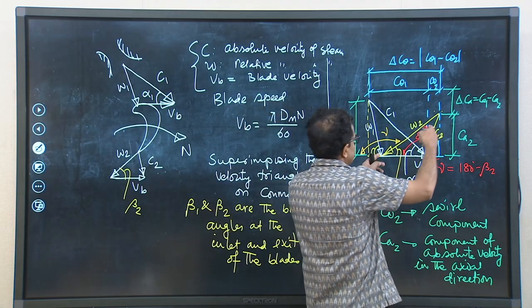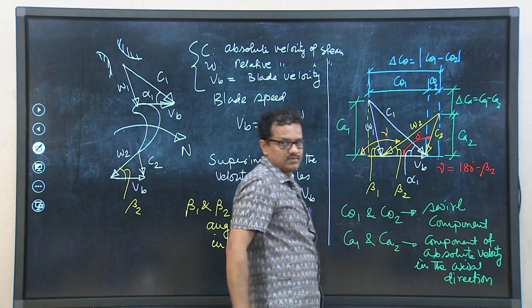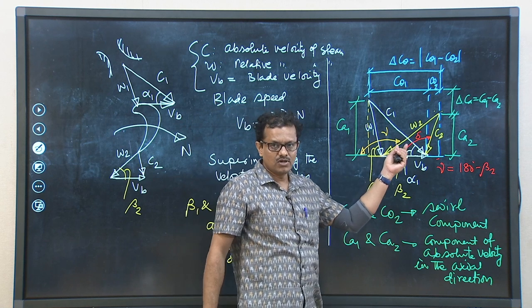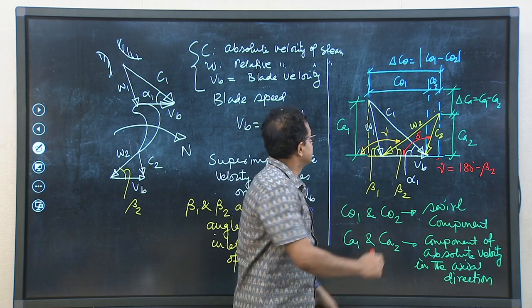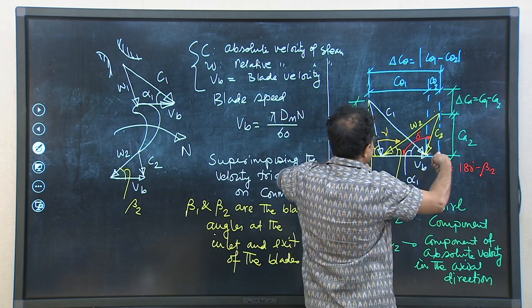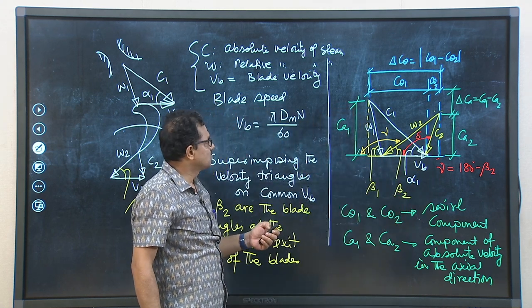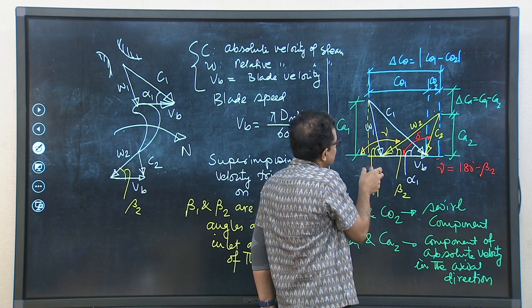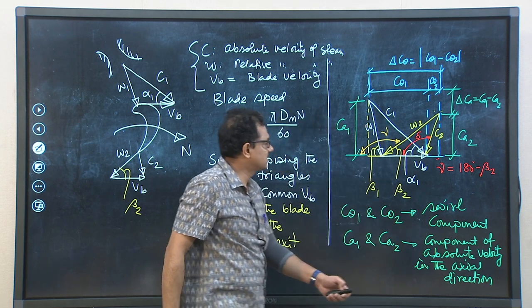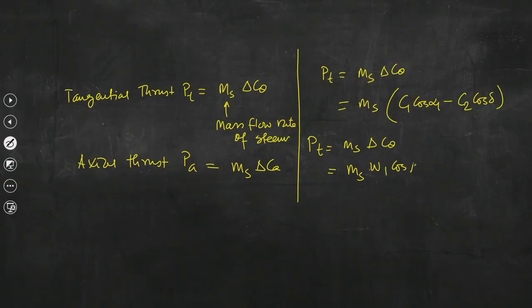So, basically you know that W2 cos beta 2 plus W1 cos beta 1 is equal to delta C theta. If we try to look at these superimposed velocities, what we can see is that this total is nothing but W2 cos beta 2 plus W1 cos beta 1. So W2 cos beta 2 plus W1 cos beta 1 would be equal to delta C theta, which is also equal to W1 cos beta 1 plus W2 cos beta 2.